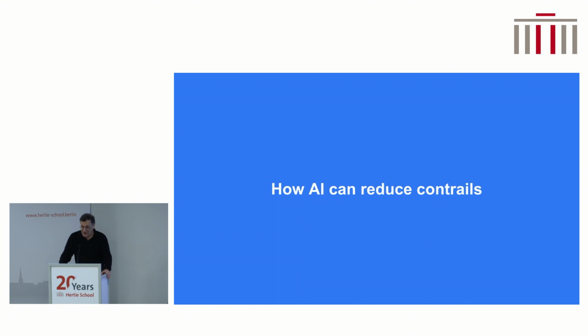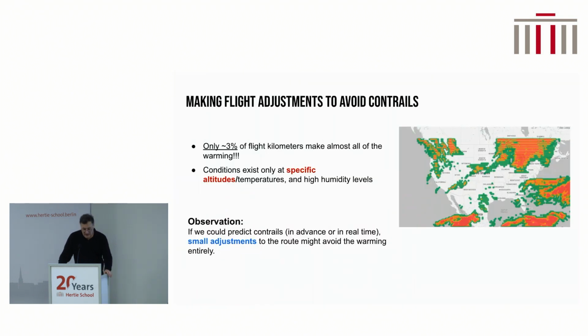Okay, so now we've established that contrails are a bad thing. How can we use artificial intelligence to reduce contrails? As I had mentioned, you make flight adjustments. Now, it turns out these ice supersaturation regions are not that common, fortunately. It depends exactly how you measure it, but only 3% of all of the flight kilometers make almost all of the warming. So if we can make an AI system to predict which 3% of the kilometers, then we can suggest that people go down and then back up again.